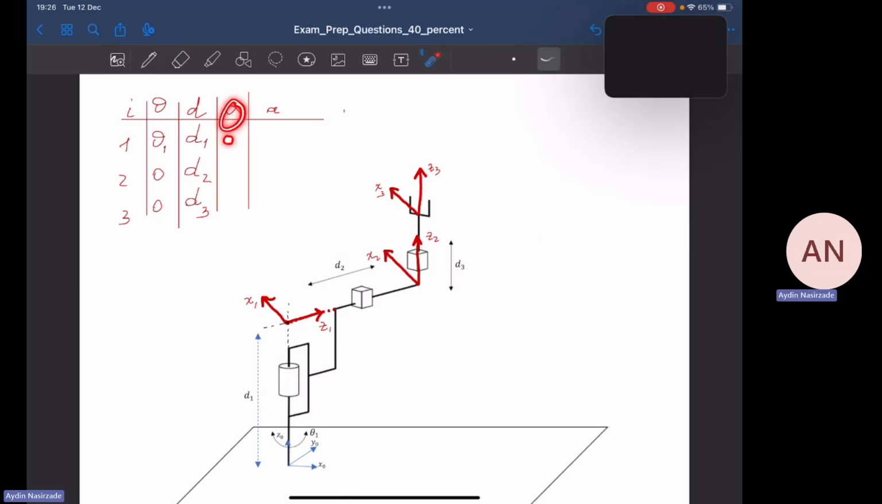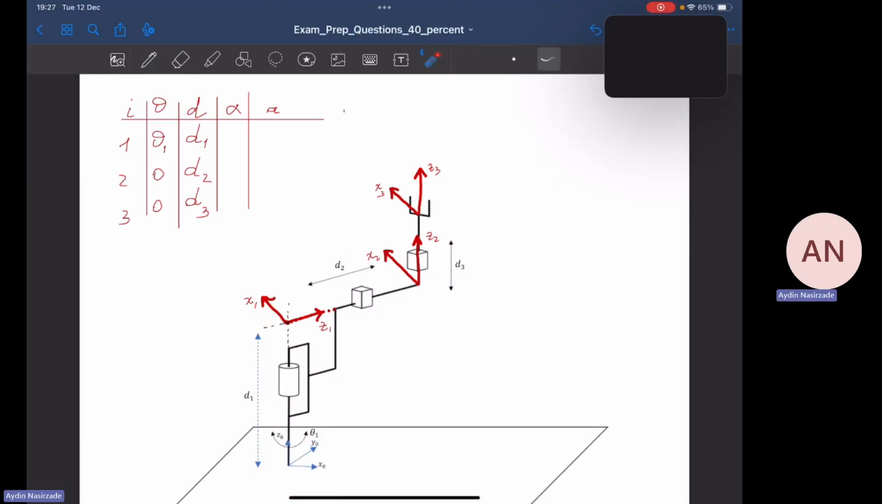Alpha 1. Let's find the alpha 1 parameter. The question for alpha 1 is, around x1, how much do I have to rotate z0 so that it can align with z1? First things first, I have to know the exact positive direction of rotation around x1. So my right thumb is going to be in this direction, okay? And the curled forefinger shows the direction of positive rotation, which is this way, right? Yes, this is the positive direction, okay?